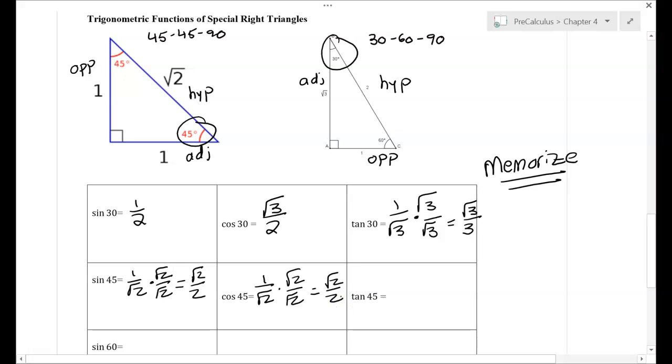And then tangent of 45, opposite over adjacent, that's 1 over 1. Don't leave it like that. Reduce that to 1.